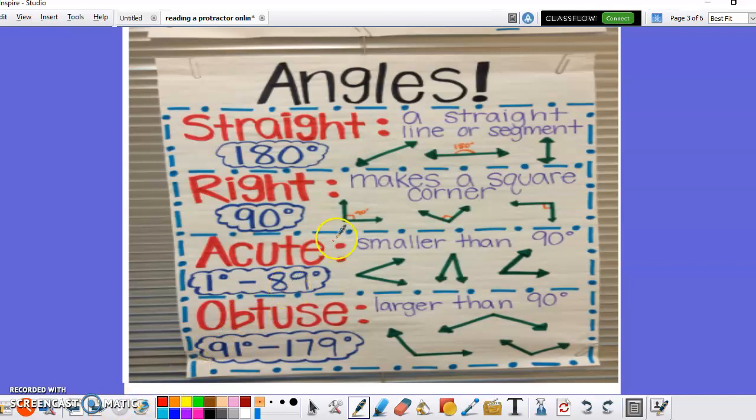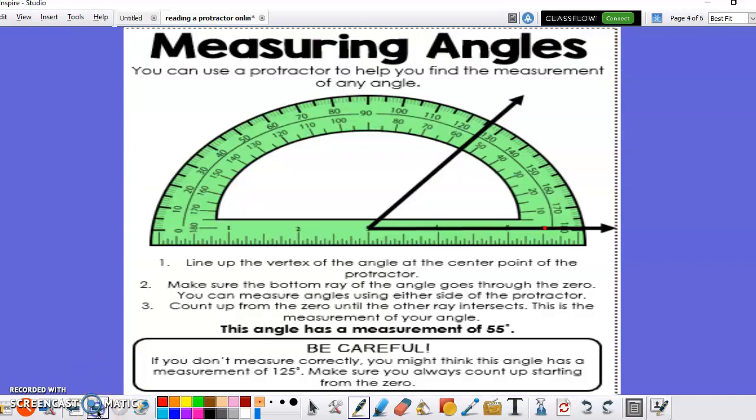And this is an anchor chart here that just kind of shows the different types of angles that you might see, the way that they're drawn a little bit differently. This is available on our website as well as in your Google Classroom. This anchor chart is available for you to see.